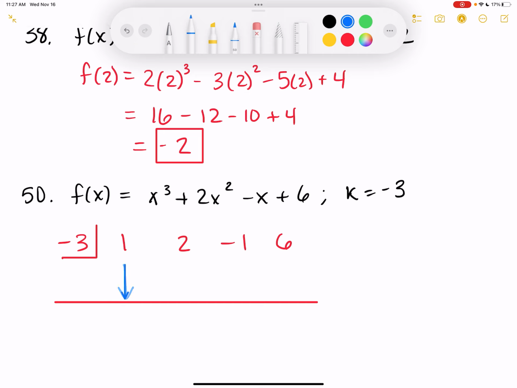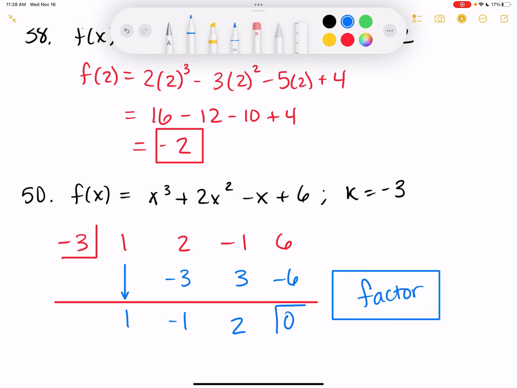Bring down the 1, times negative 3 is negative 3. Plus 2 is negative 1, times negative 3 is 3. Minus 1 is 2, times negative 3 is negative 6. Plus 6 is 0. So this one is a factor. I just want you to note that it is a factor after you've shown it. It's only a factor if it comes out to 0.